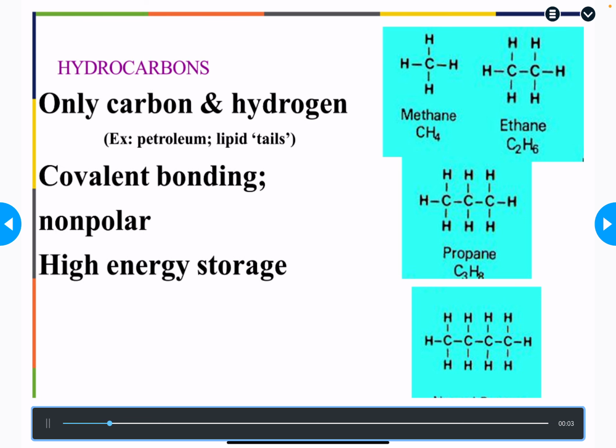Okay, so when you only have carbon and hydrogen bonds, we call these non-polar covalent bonds because they share really equally. And when you see a lot of these with just the carbons and hydrogens, these are really stable, and so they actually store a lot of energy in them. So we call these hydrocarbons. I want you to think high energy storage because they're holding a lot of energy in those really stable bonds.